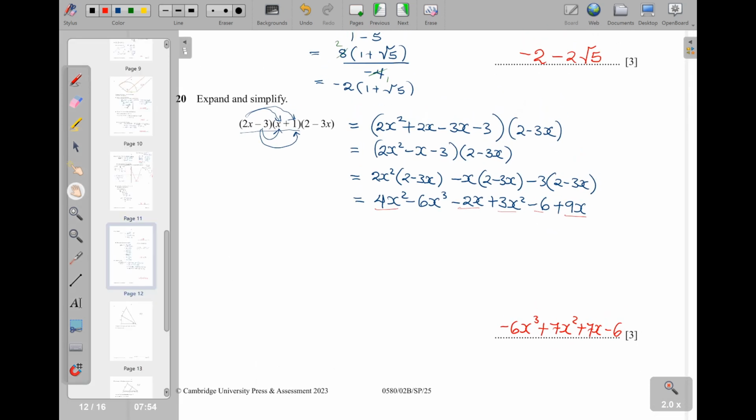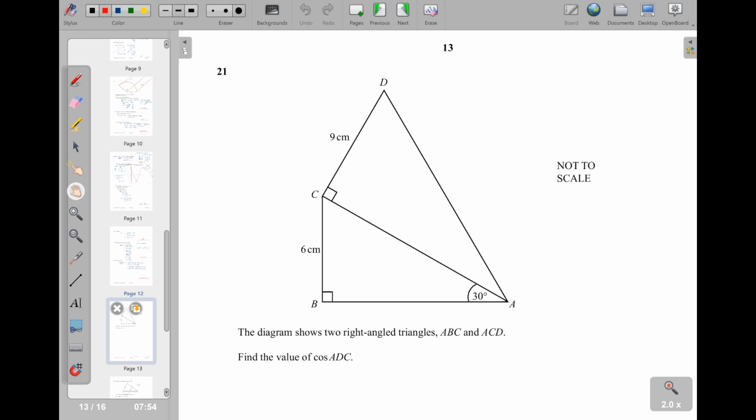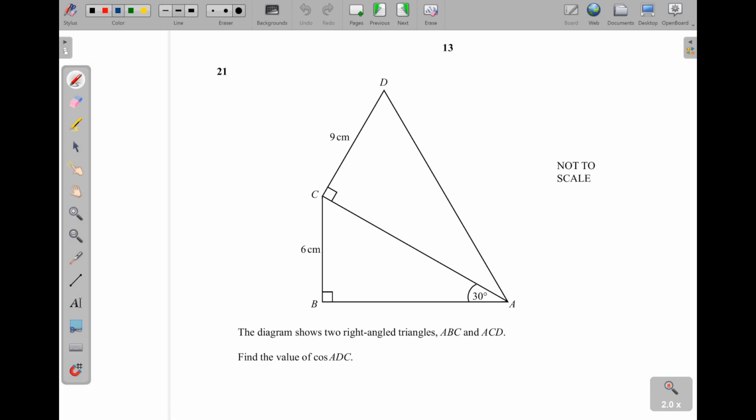Then next, number 21. The diagram shows 2 right-angled triangles ABC and ACD. Find the value of cos ADC.